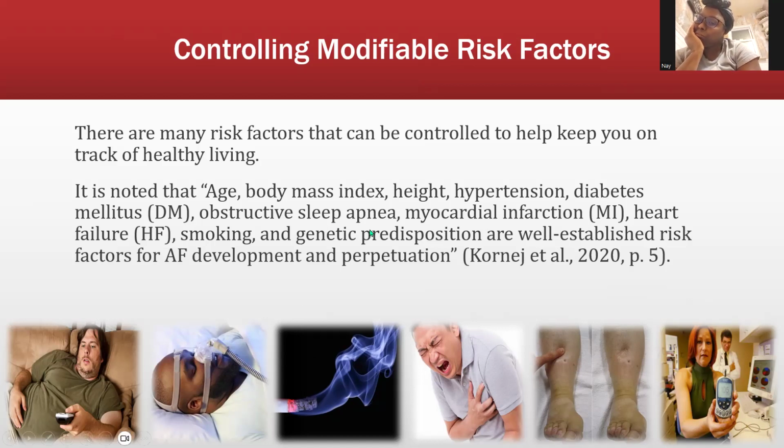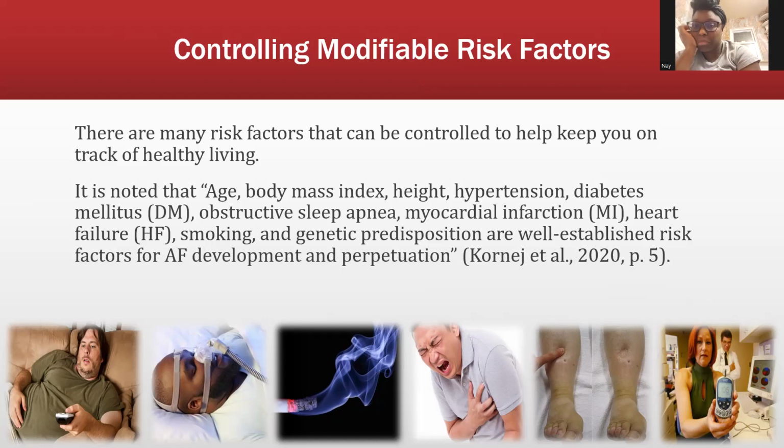So when we talk about risk factors, there are risk factors that are non-modifiable, and those non-modifiable risk factors are things that happen to be noted here, like your age. That's one thing you can't change. You can't change your age. Everybody ages progressively. You can't change your height. Your height is going to be your height. So those are things that you can't change.